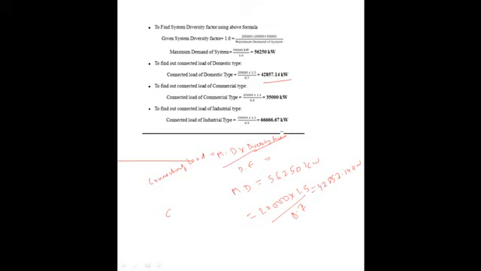Similarly, you can find out for commercial type and industrial type. For commercial type, the answer will come around 35,000 kilowatt, and for industrial type it will come around 66,666.67 kilowatt.